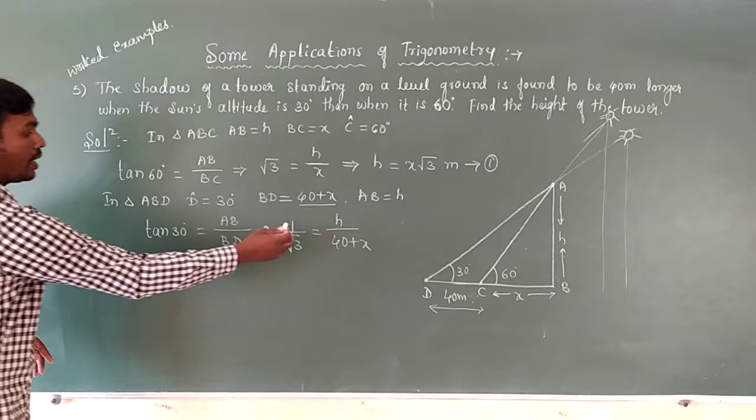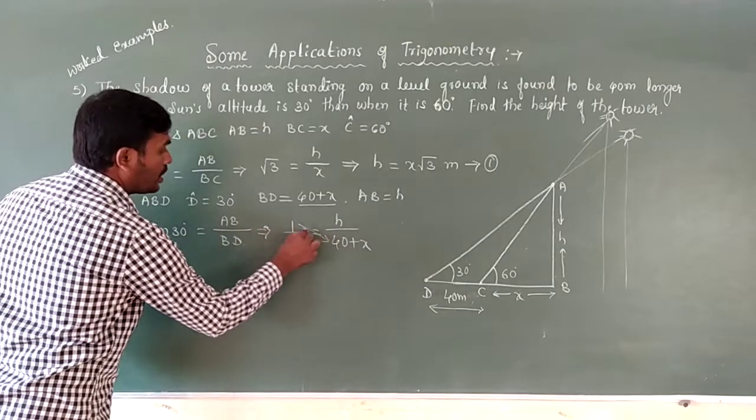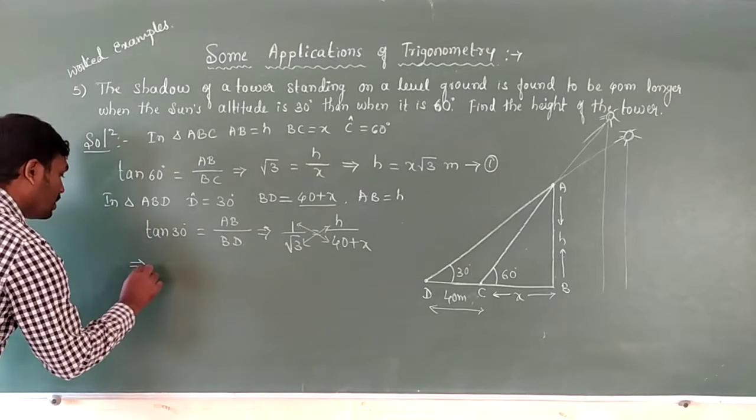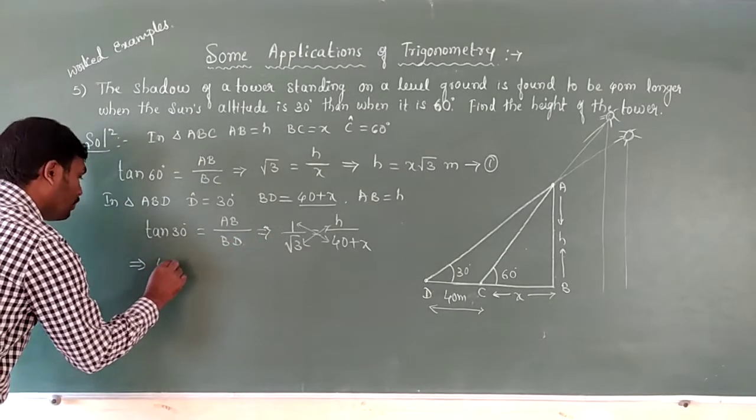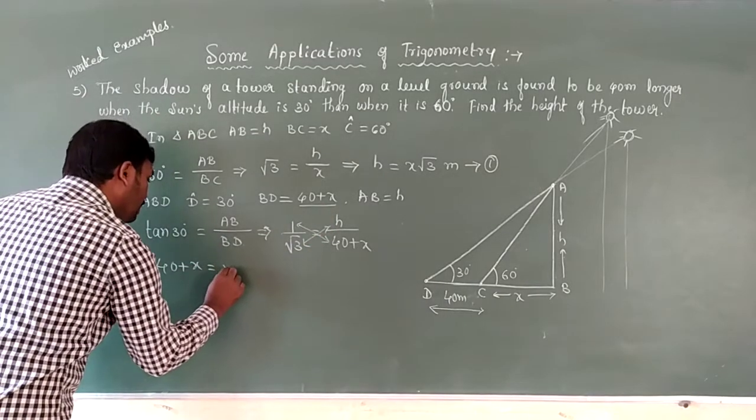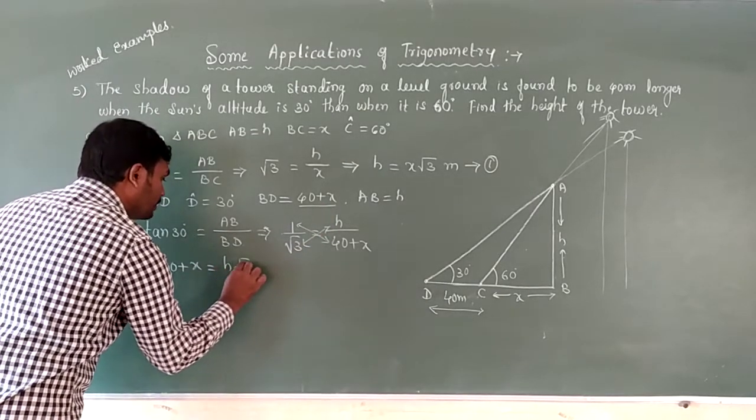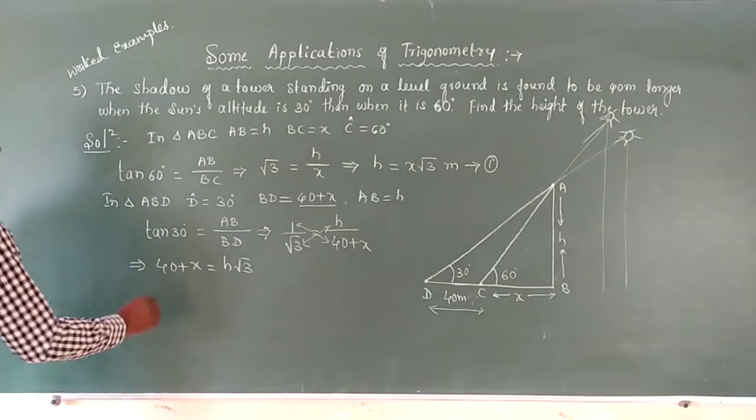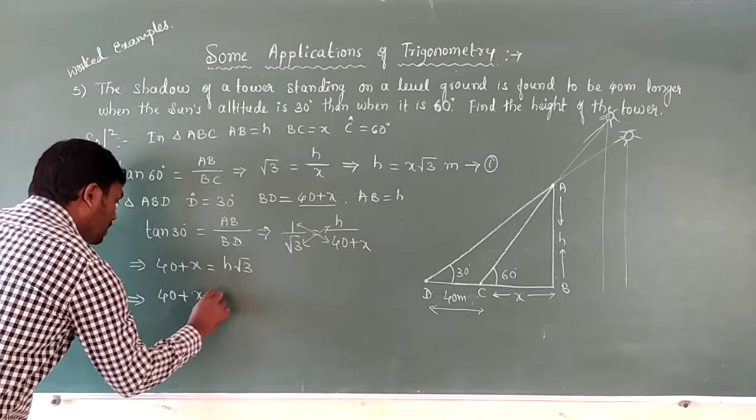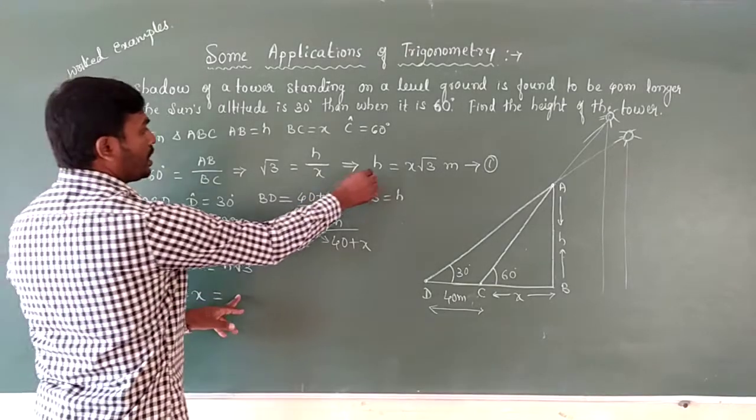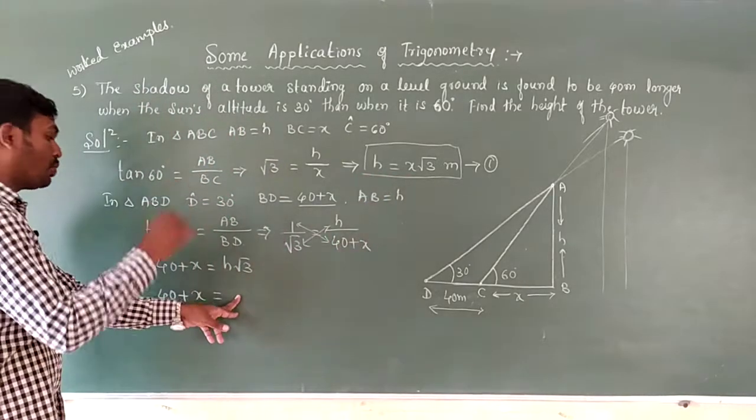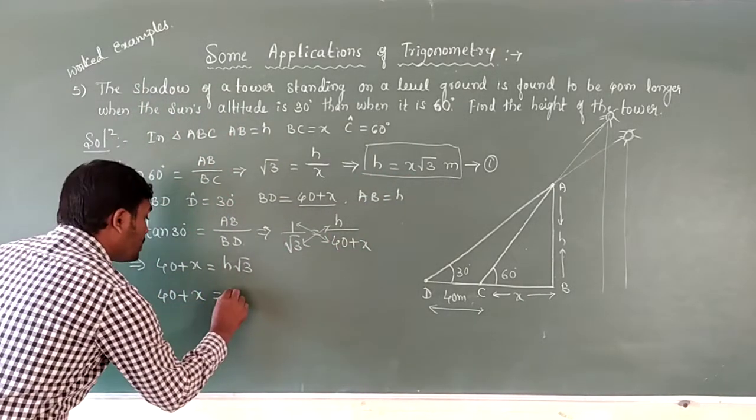So simplify this one, cross multiply. So this implies 1 into 40 plus X, that is 40 plus X, is equal to root 3 into H, H root 3. So simplify this again, 40 plus X is equal to, here we know the value of H. What is the value of H here? X root 3. Let us substitute it.